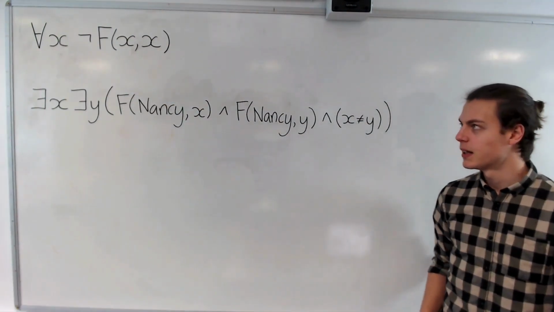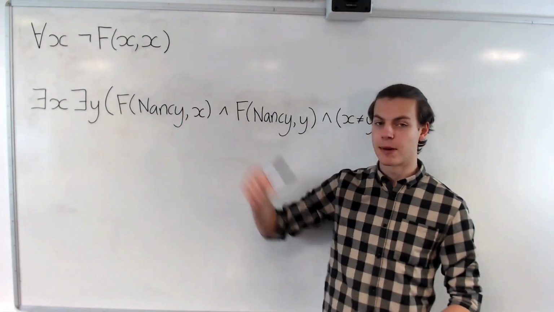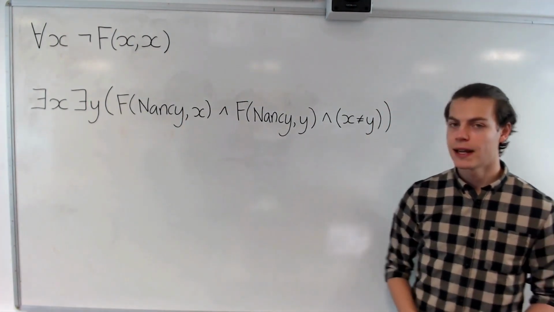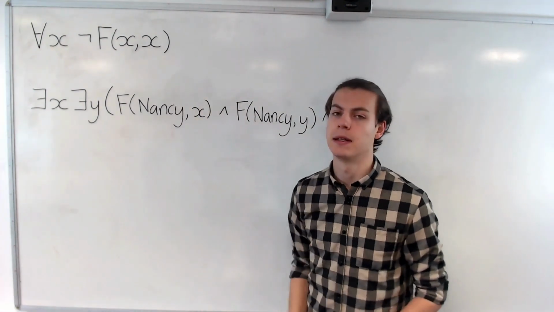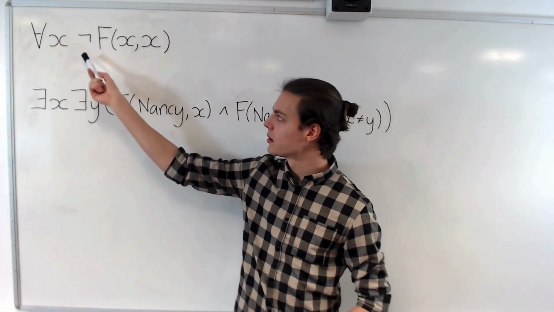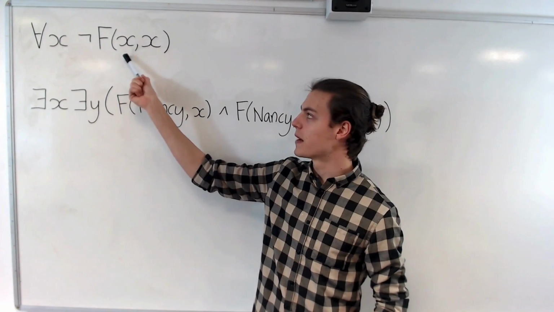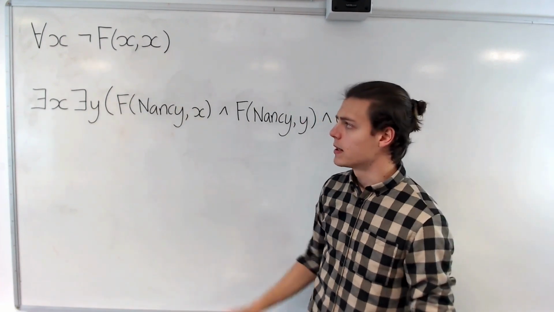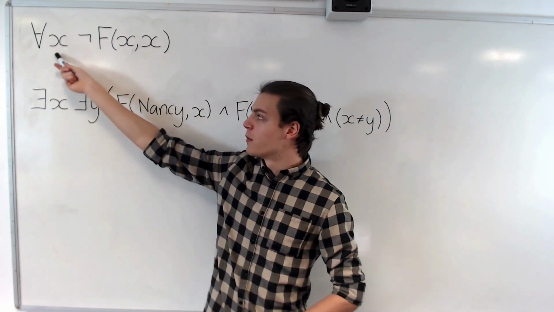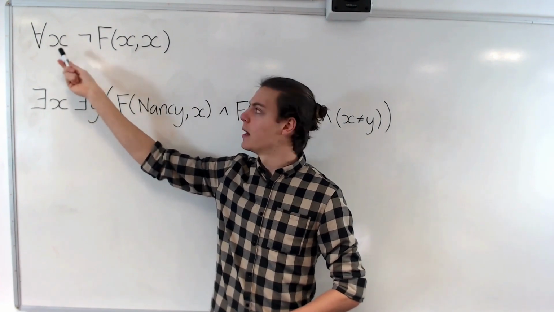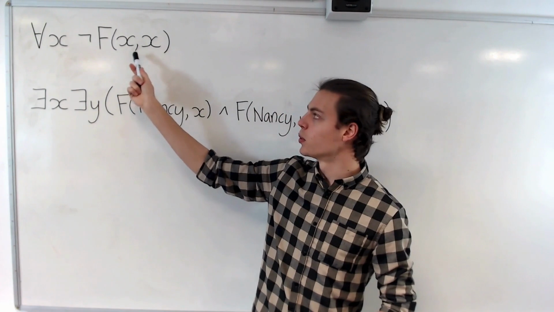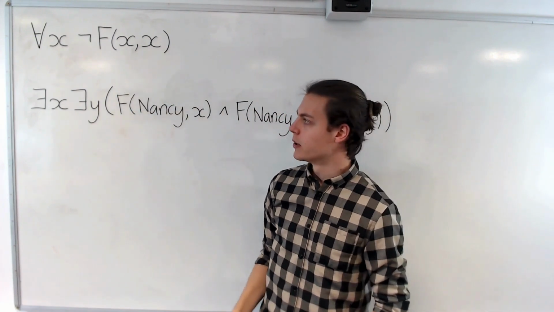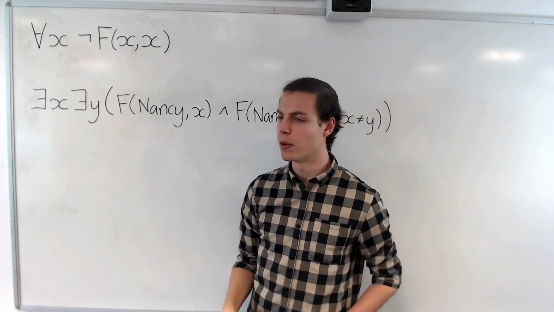Our second task is to translate these two expressions into natural English sentences. So let's look at our first expression. It says, for all x, not f of xx. So what this is saying is, for any person x, it is not the case that x can fool themselves. So we might say, no one can fool themselves.